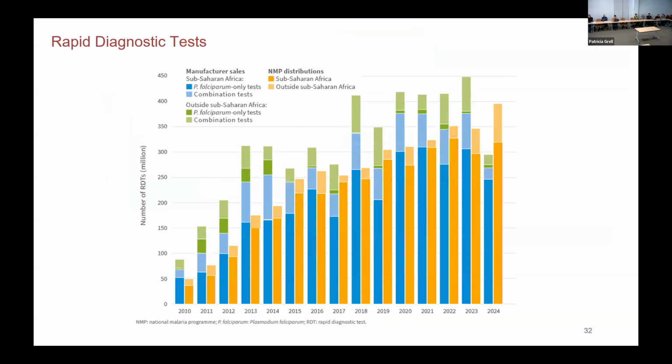So how to connect this with what happened in areas where malaria is endemic? We can see on this graph provided by the WHO in their report that rapid diagnostic test sales and use have been rising and completely overtaking the market compared to 2010, to right now, where it's more than 400 million RDTs used globally.